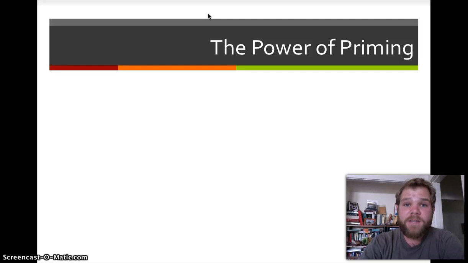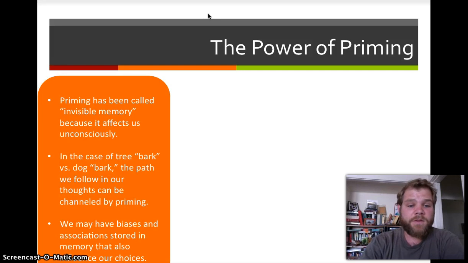So priming is very powerful. It's been called the invisible memory because it affects us unconsciously. So in the case of the tree bark versus the dog bark, the path we follow in our thoughts can be channeled by priming. Think of what it's like to prime some sort of motor device. You press this thing and it primes it, and then it's ready to go. So in this case, you're priming your memory to think a certain way by forming and activating associations.